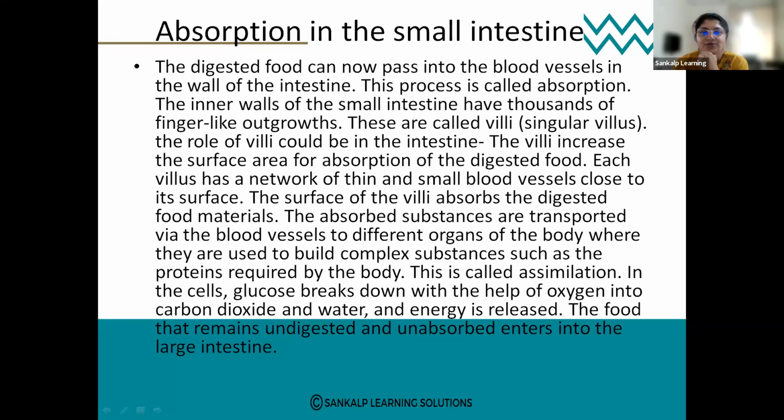How does absorption in the small intestine take place? The digested food now passes into the blood vessels in the walls of the intestine. This process, in which the digested food passes into the blood vessels, is called absorption.